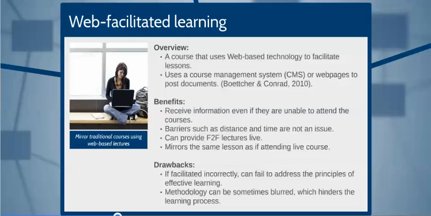Professors can also provide the face-to-face lecture live, which allows the web-facilitated course to mirror the same lesson as if they were attending the live course. Some of the drawbacks can include that if the course is facilitated incorrectly, the information may fail to address the principles of effective learning. Also, the methods to incorporate web-facilitated learning within the university can sometimes be blurred, which can hinder the learning process.